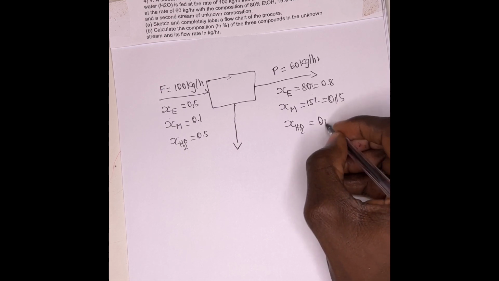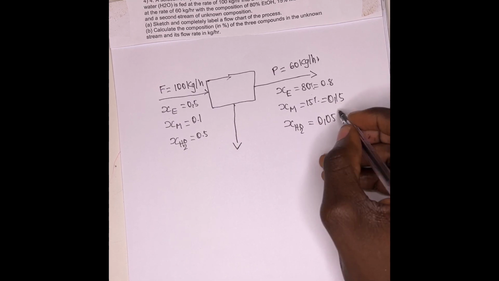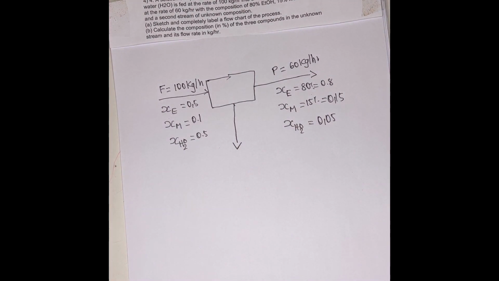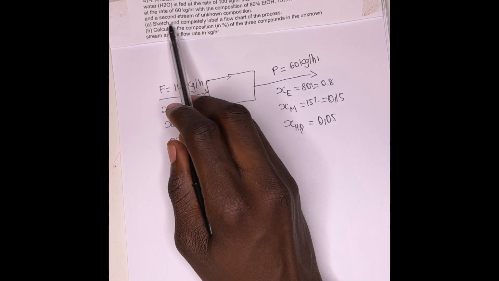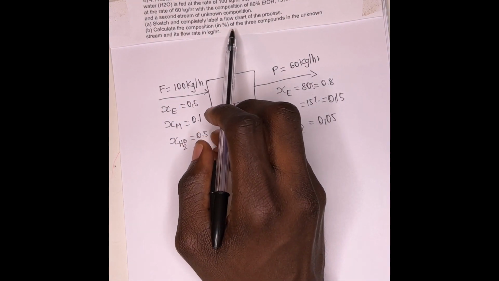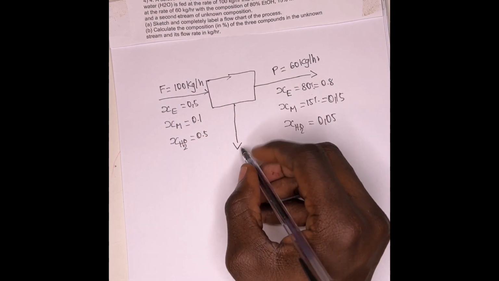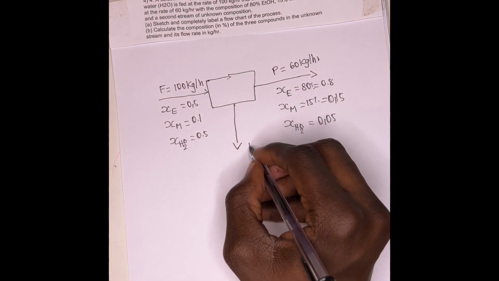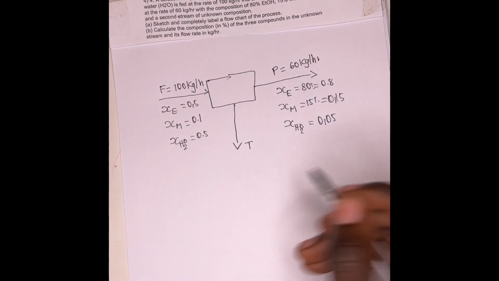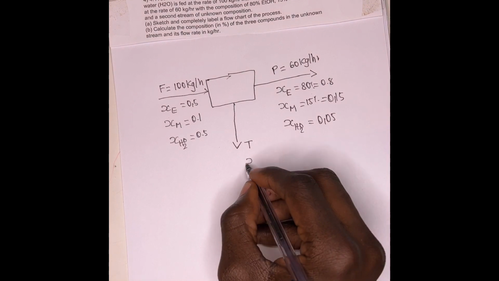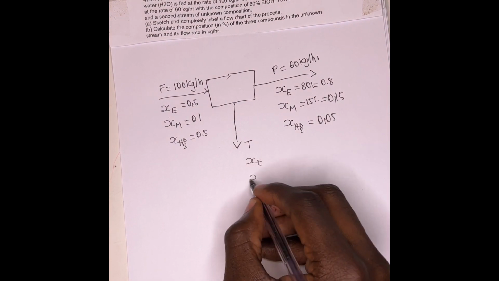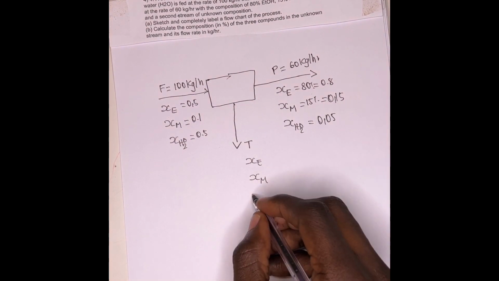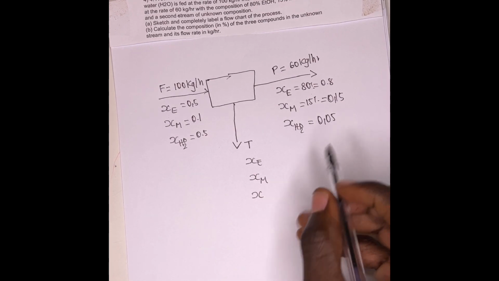5%, which we know is 0.05. And then we have everything there. Now the question says the second stream is of unknown composition, so in this one we don't know anything. I can call it T, because I'm the teacher, you can call it anything you want. So we have to find X of ethanol, X of methanol, and X of water.